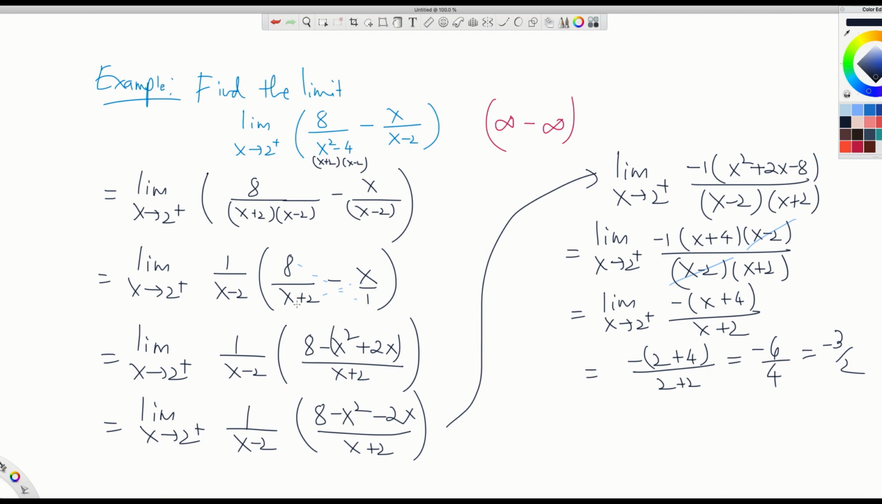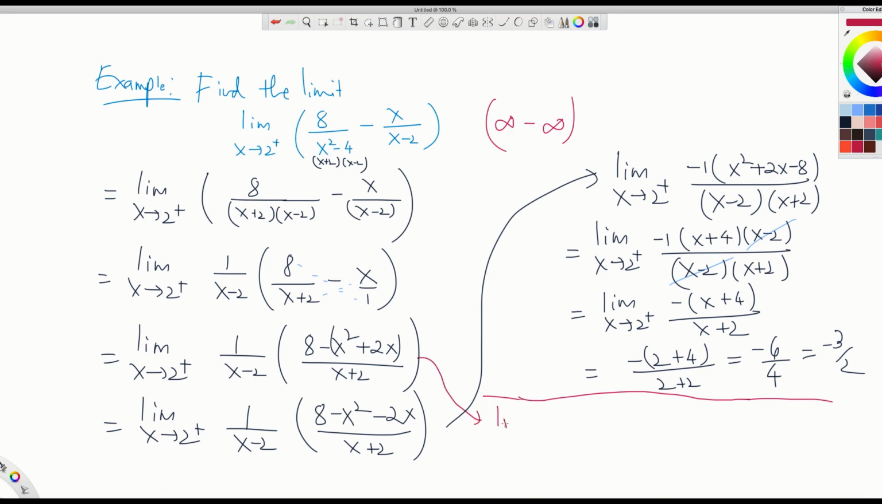So basically, we didn't have to use L'Hopital's rule there, did we? You notice that we didn't use L'Hopital's rule anywhere, although it was the indeterminate form, okay? Some problems can be done with or without using L'Hopital's rule. So here, if I want to use L'Hopital's rule, I would use it right here, like this, okay?